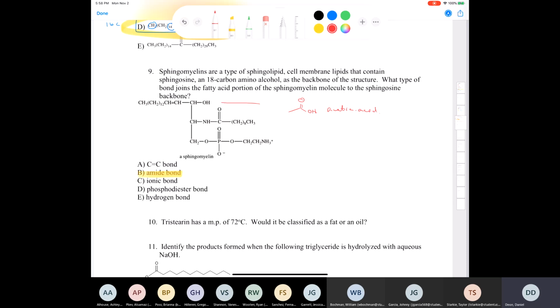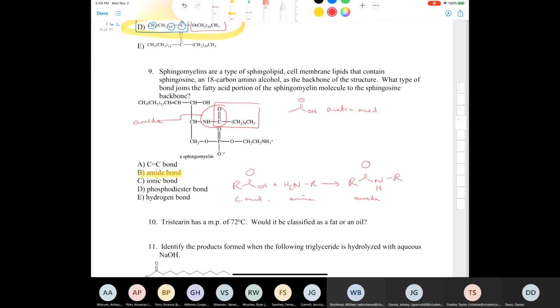This part here is the only part that could have come from a carboxylic acid because it's the only part with a carbonyl. But you know that when you take a carboxylic acid and you combine it with an amine, you can form an amide, right? And so that's what you see there. Carboxylic acid plus amine gives you amide, and that's what you see right here. This is an amide bond.